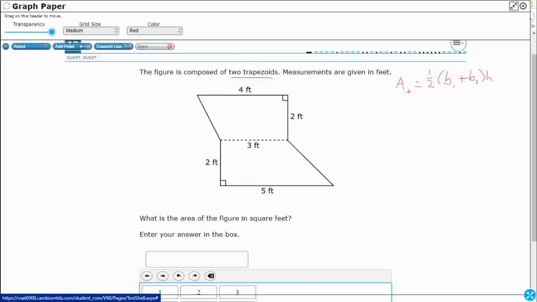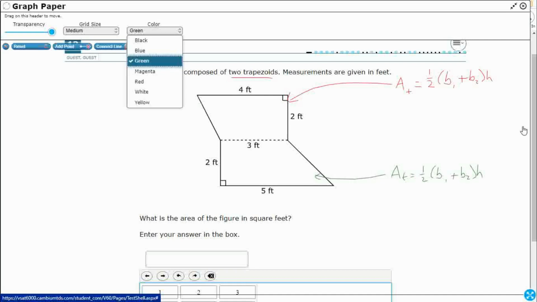So I'm going to find this first one in red, and then I'll do the same thing for this one down here in green, and we are simply going to add those two together because we can use that additive property of area. You've got two composite figures that are next to each other. There's no overlap. You can just find the area of each of them separately and then add the two answers together.